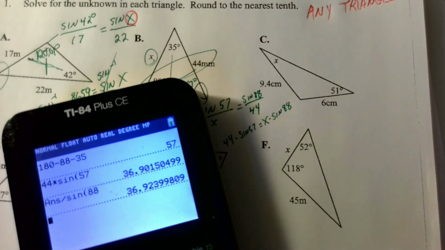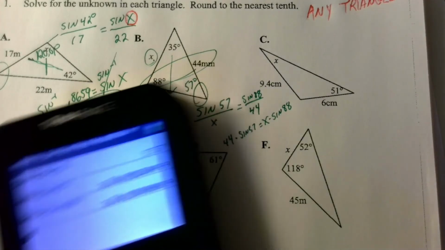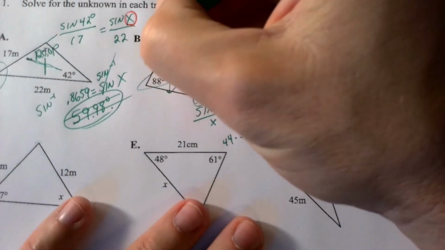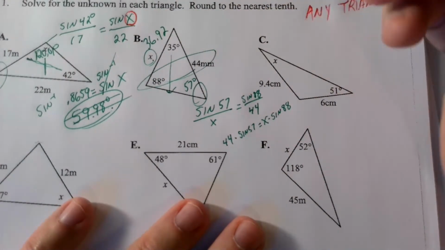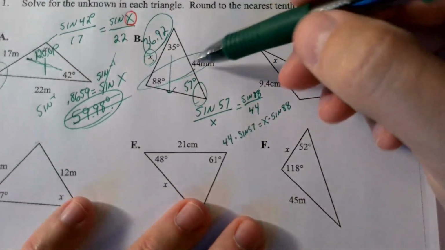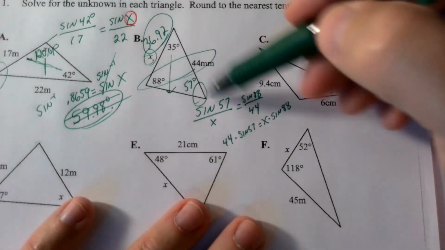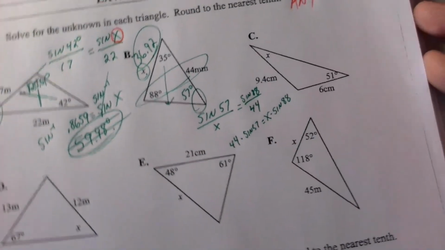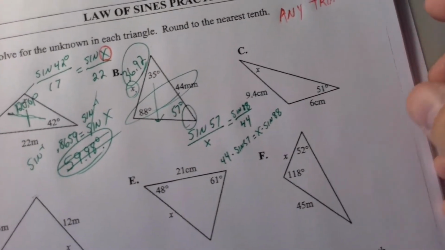So 36.92 is what we're looking for. So this x over here is 36.92. And that's a length. And I look at my picture and I go, well, if that's 44, that kind of makes sense. Okay? So that's another one for the law of sines.